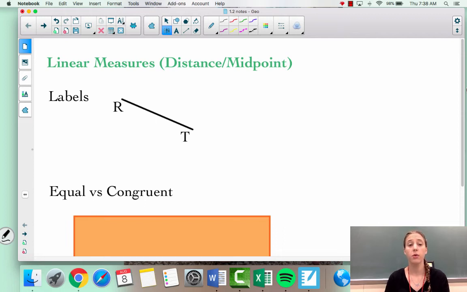Welcome back, everybody. We're going to be talking about linear measure and then more specifically distance and midpoints. So as we get started, I want to talk about a few important things and then we'll actually get into calculating. The first thing is labels.